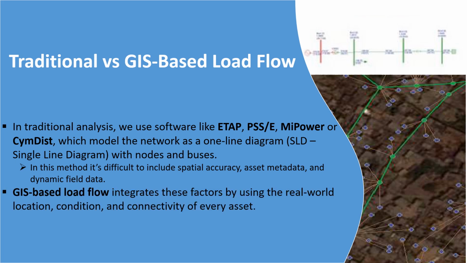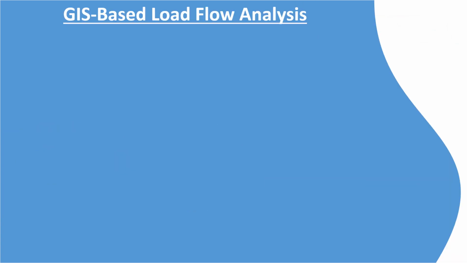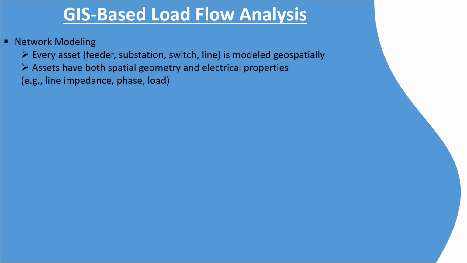GIS-based load flow integrates these factors by using the real-world location, condition, and connectivity of every asset. Below you can see the GIS network on top of the base map. Next we'll see GIS-based load flow analysis.